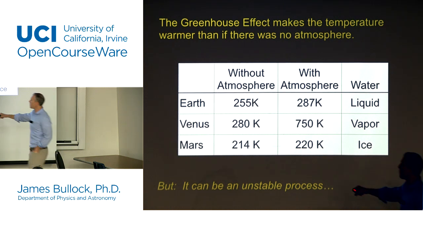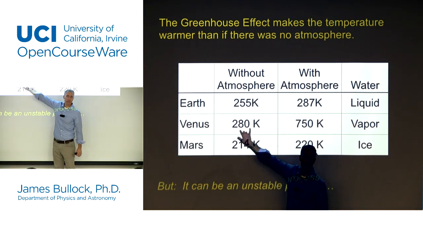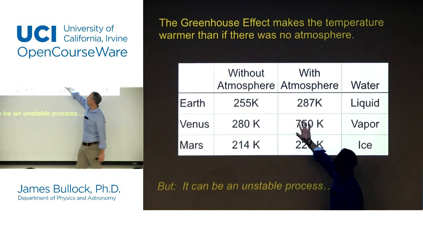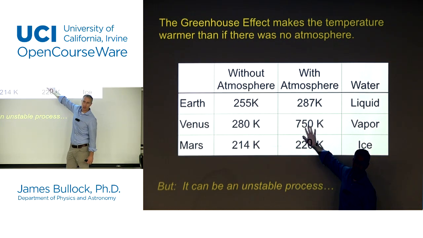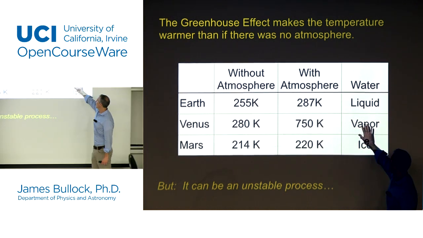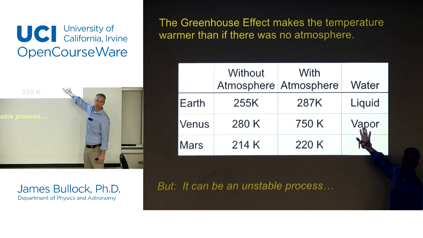Venus, without an atmosphere, would be a little bit warmer than the Earth, but not that much warmer. Really not that much different than the Earth. But it's got a crazy, crazy thick atmosphere. It's got a crazy greenhouse effect going on. Its temperature is like 750 Kelvin. And so water is therefore vapor on Venus if it's there at all.